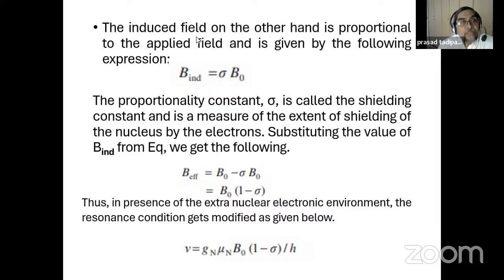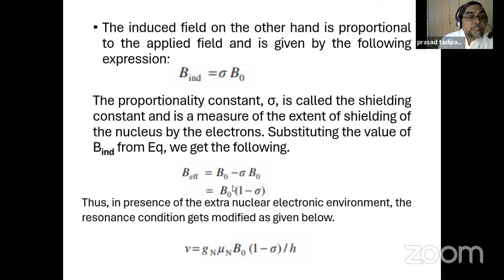If the induced field is proportional to the applied field, we can use the proportionality constant sigma, which we call the shielding constant. This is a measure of the extent of shielding of the nucleus by the electrons. So we are shielding the nucleus by the electrons.